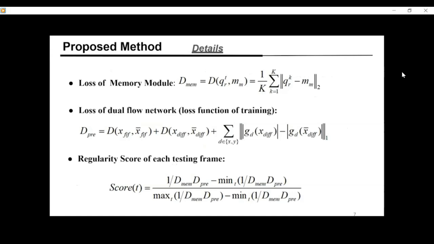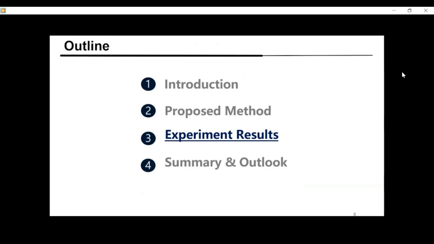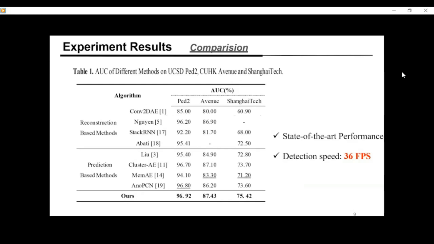Specifically, we use the loss functions of both the dual autoencoder network and the memory model to synthesize the final regularity score. Further, we evaluate our model on three publicly available data sets: UCSD Ped2, Avenue, and ShanghaiTech. As we can see from Table 1, our method gives the best results on all three data sets with a speed of 36 FPS.